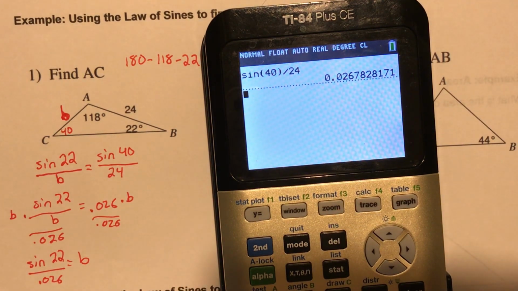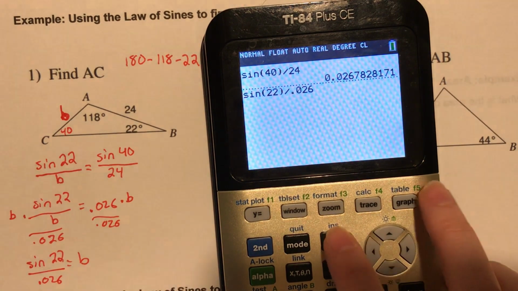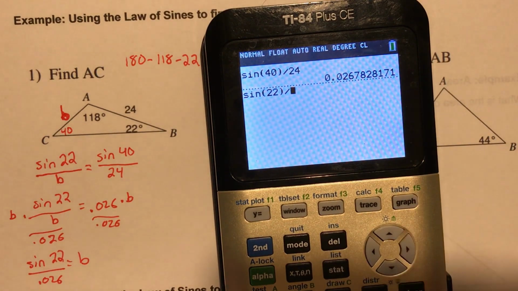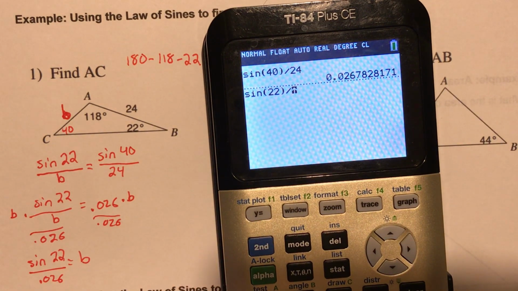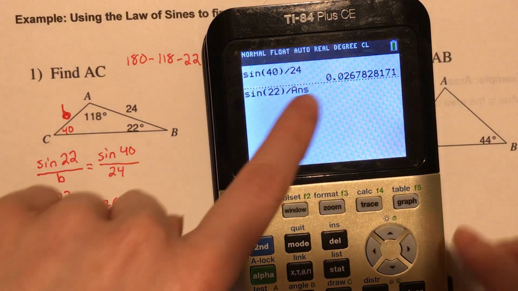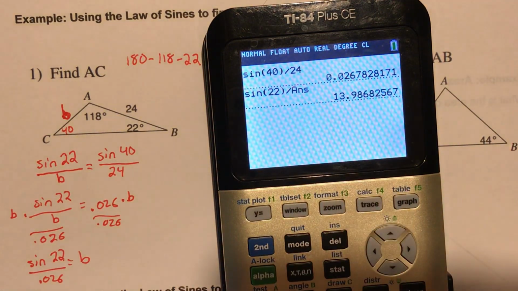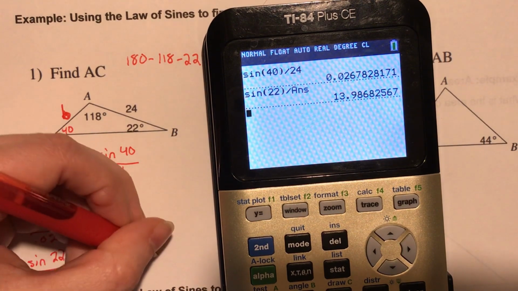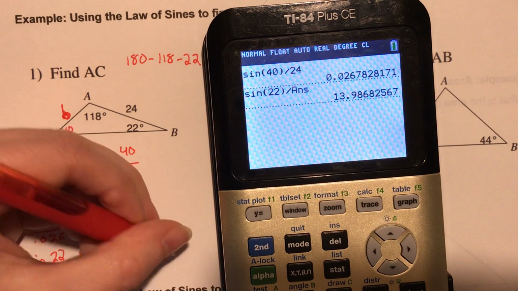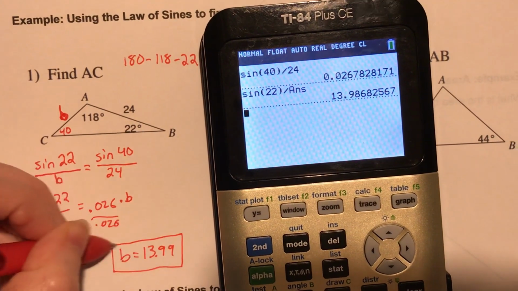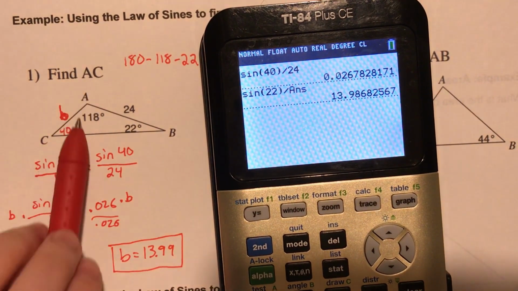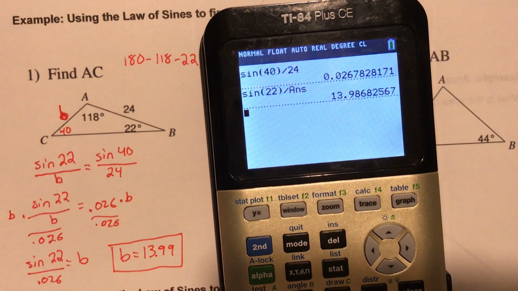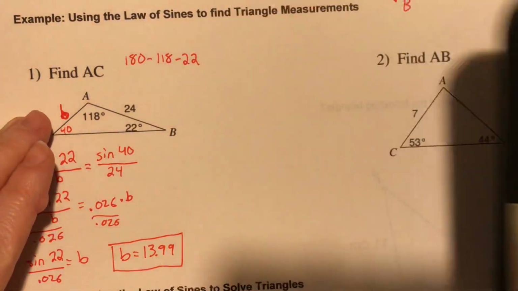So instead of typing in your calculator sine of 22 divided by 0.026, just use the answer function in your calculator. So sine of 22 divided by second, and then the negative key will give you the answer. So sine of 22 divided by the answer up here. And then that's going to give us our number. So b is equal to 13.99 roughly. So side b, which is the same as AC, is 13.99 units long. Right, pretty close to 14.